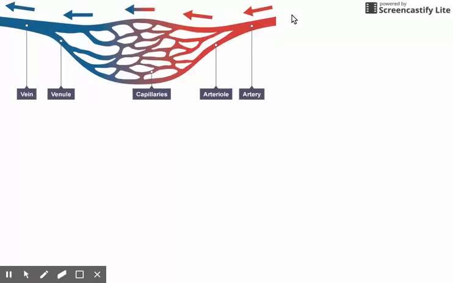So, to recap, your arteries, arterioles, capillaries, venules, and veins are all connected together. The capillaries bridge the gap between all of the other blood vessels. Arteries are going to be any blood vessel that is pulling blood away from the heart. Veins are going to be any blood vessel that's bringing blood back to the heart. And they have smaller subunits, venules and arterioles, respectively, which lead in towards the capillaries.